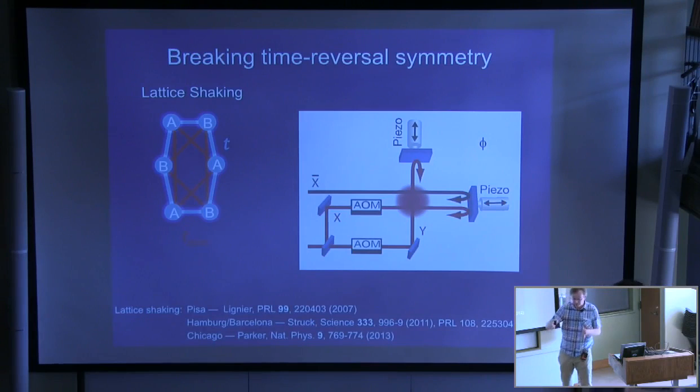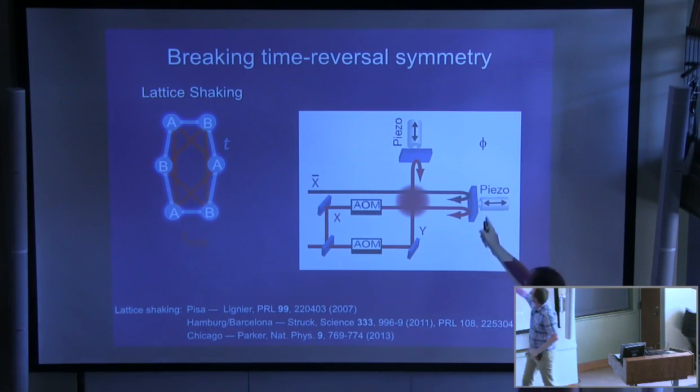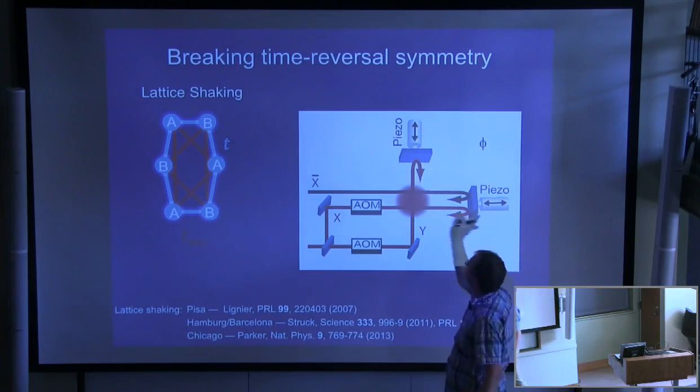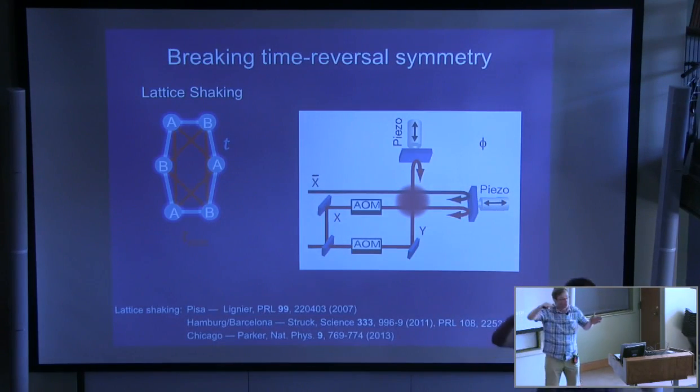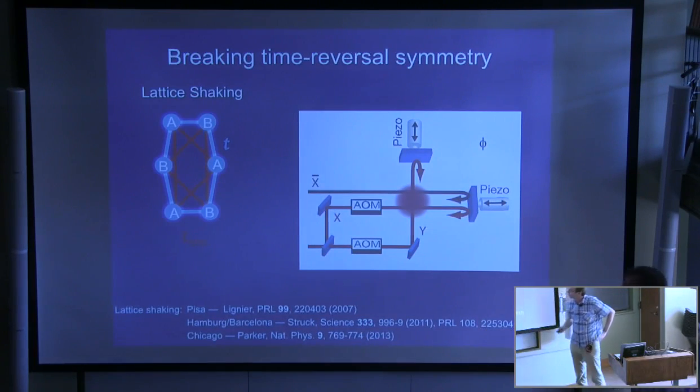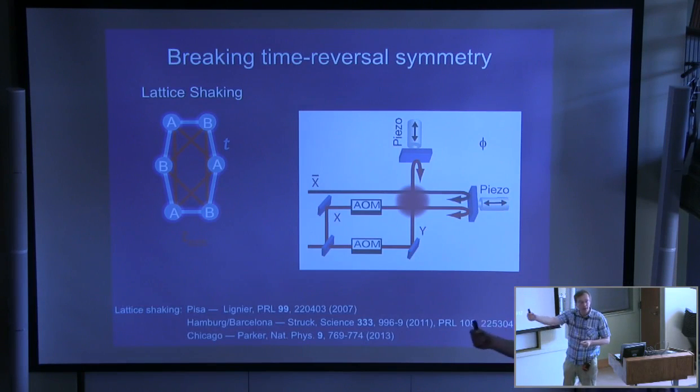So you can rotate your structure. In particular, you can now also control the phase of those two mirrors. So you can either shake in phase or out of phase. And if you shake out of phase, then you break time reversal symmetry, and using Floquet theory, you get an effective Hamiltonian, which has these next nearest neighbor complex couplings here.